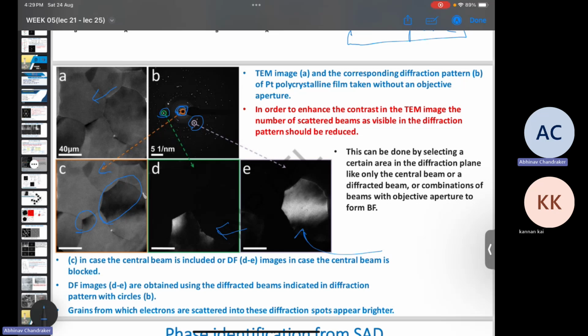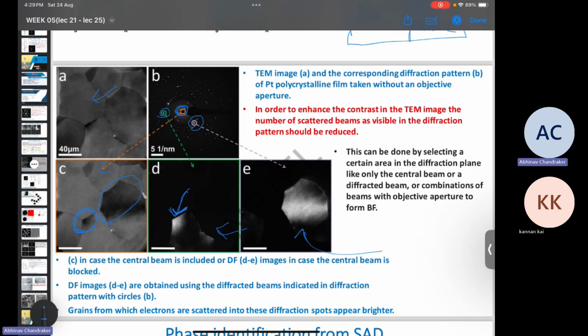And this is because what this tells you is that these portions of the specimen are actually having their planes in such a manner that they are diffracting the incoming electron beam, and because of this these regions are seen as dark in the transmitted, in the bright field image.